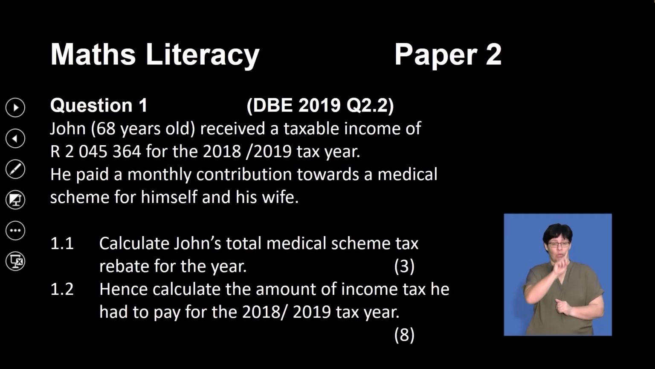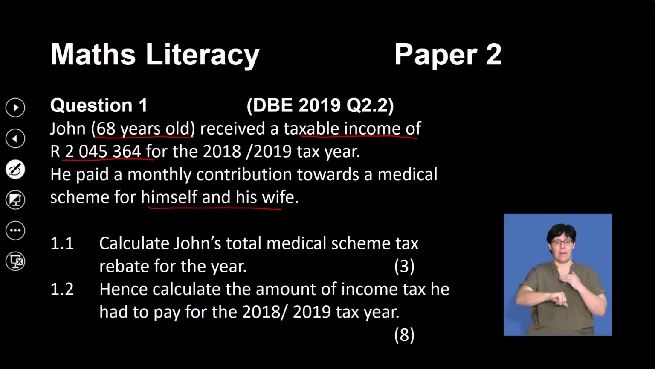Our question, which I read to you last time we were together, was: John is 68 years old and he receives a taxable income of 2,045,364 Rand for the 2018-2019 tax year. He paid a monthly contribution towards a medical scheme for himself and his wife. The question said, calculate John's total medical scheme tax rebate for the year.